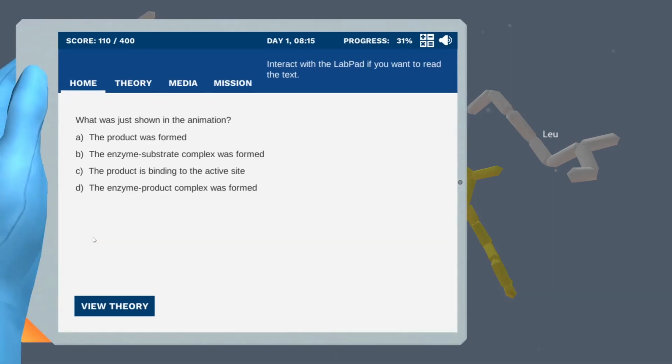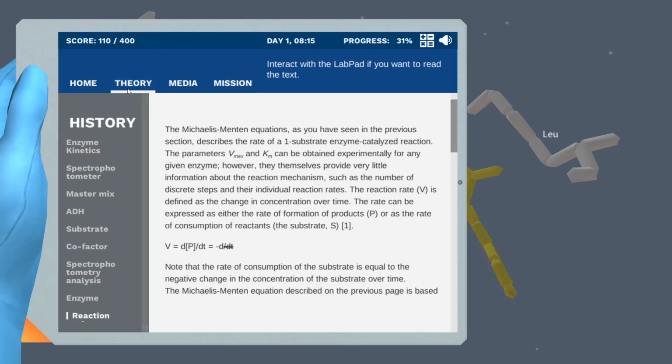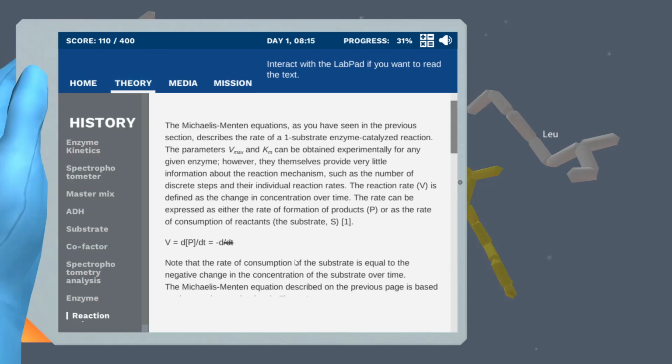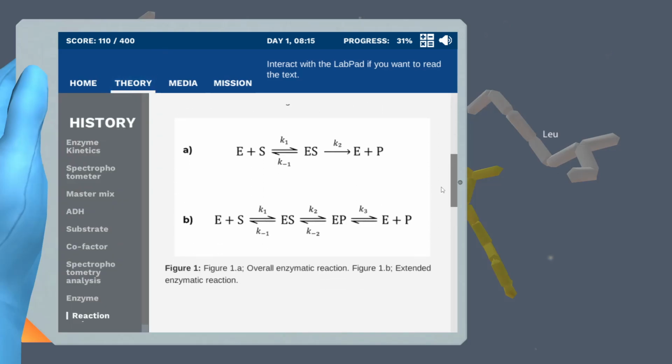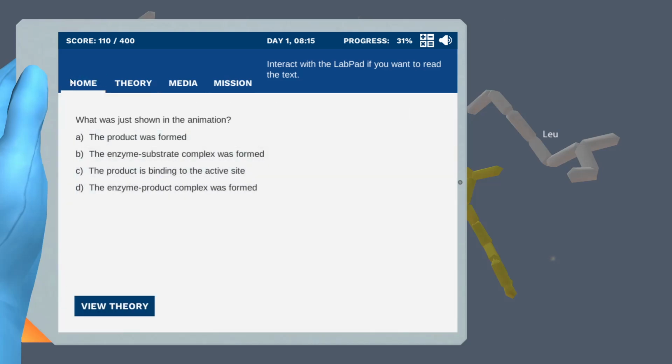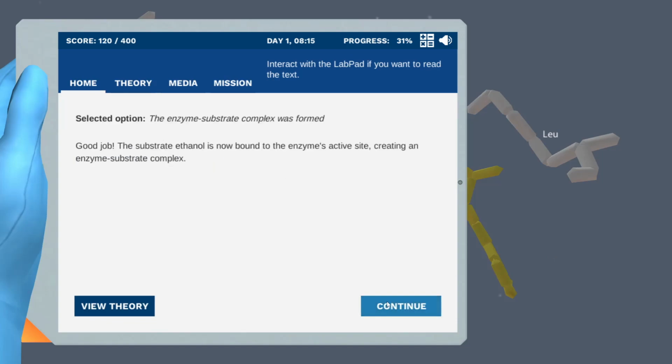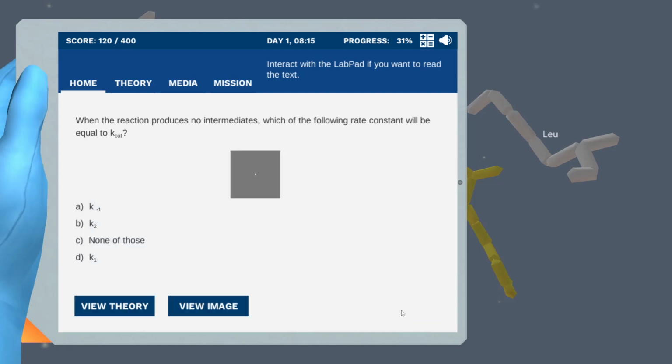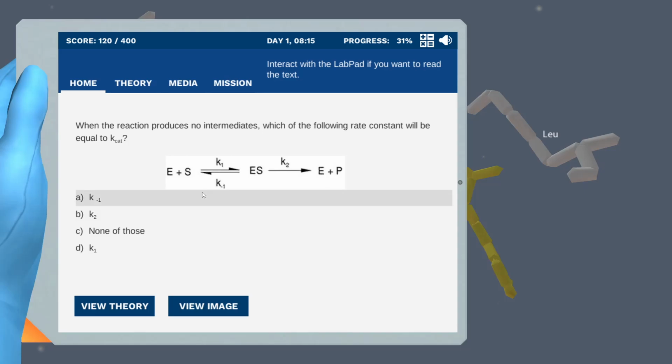What was just shown in the animation? Good job. The substrate ethanol is now bound to the enzyme's active site, creating an enzyme-substrate complex. When the reaction produces no intermediates, which of the following rate constants will be equal to kcat?